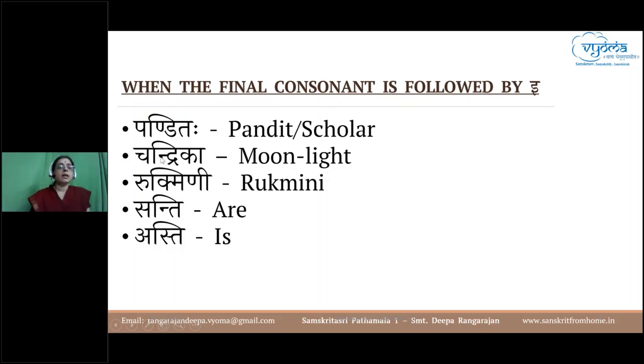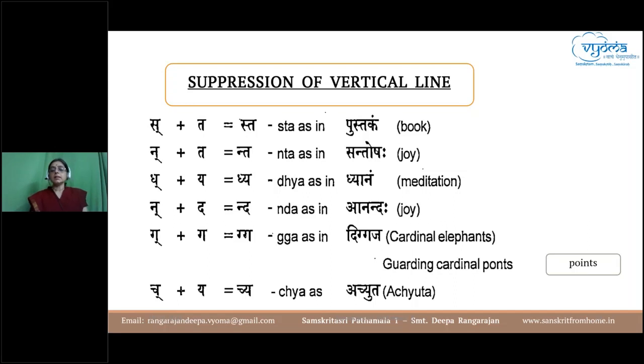Chandrika also, the nakara has lost its vertical line, and dakara with the repha below. So there are three consonants which have combined, and because it has a hrasva ikara, the vertical line comes right in front. Then rukmini. Here also the kakara, the small extension is seen, and then there is a hrasva ikara. Sandhi and asti. So let us use these in some words.